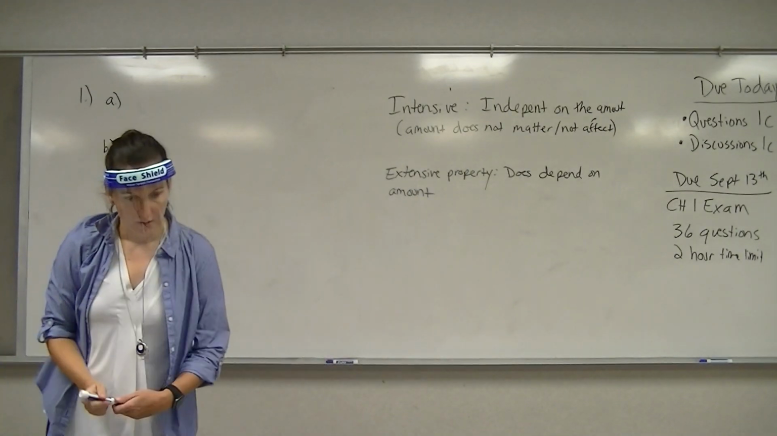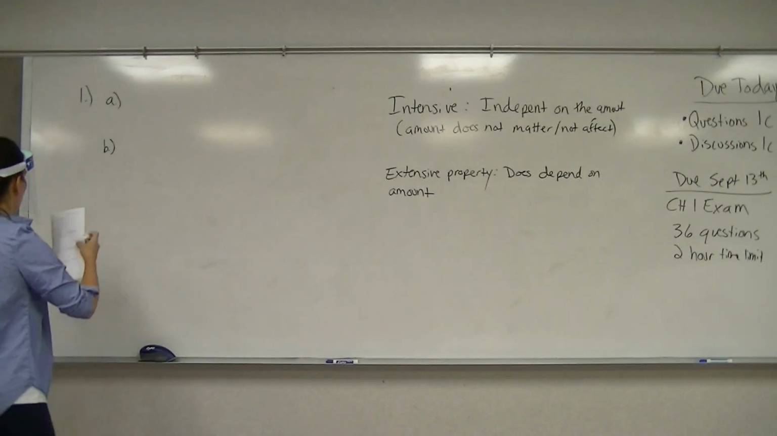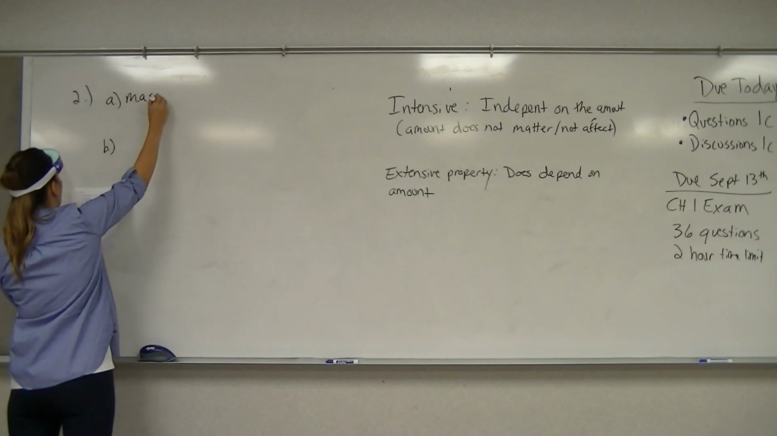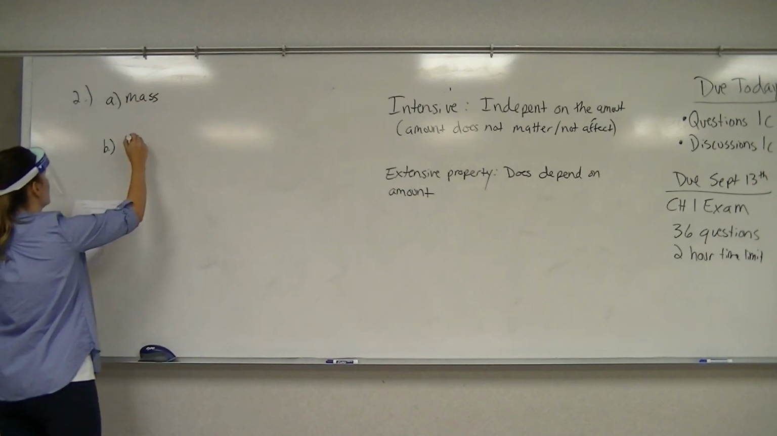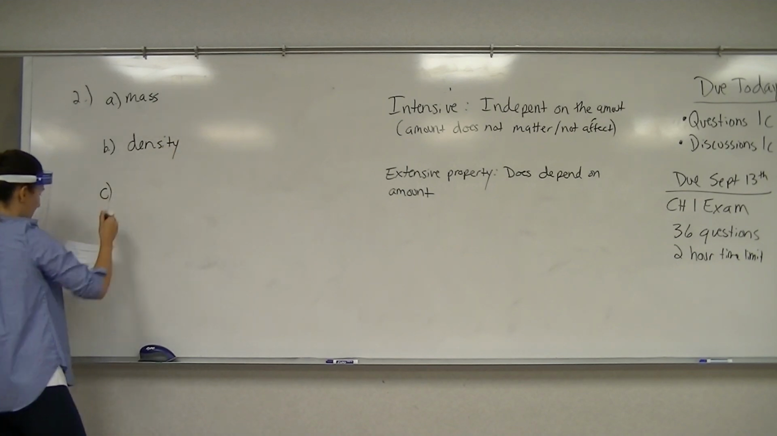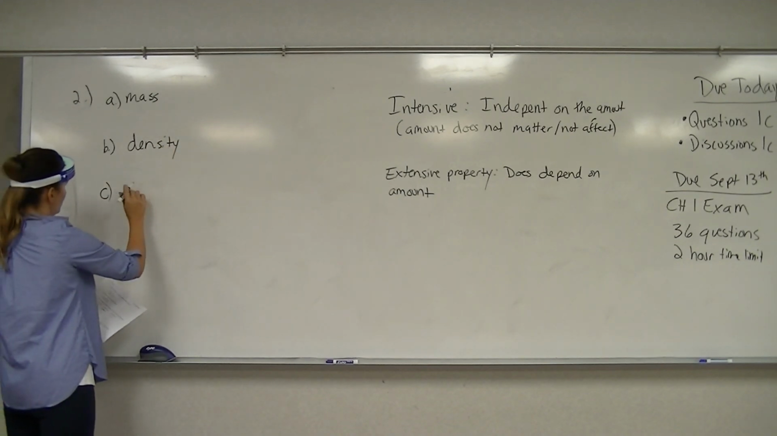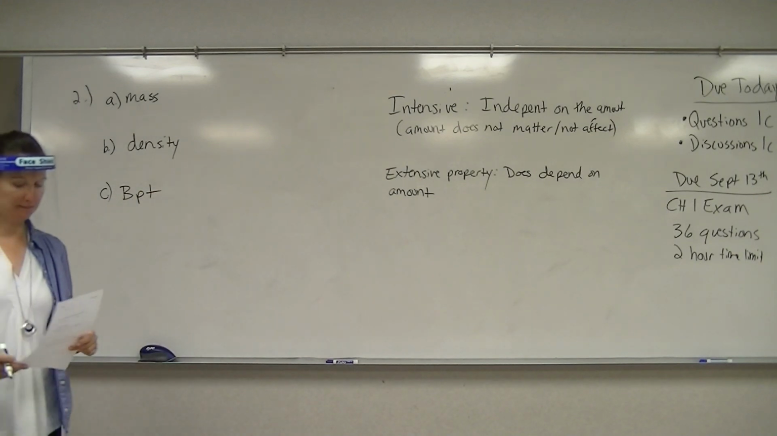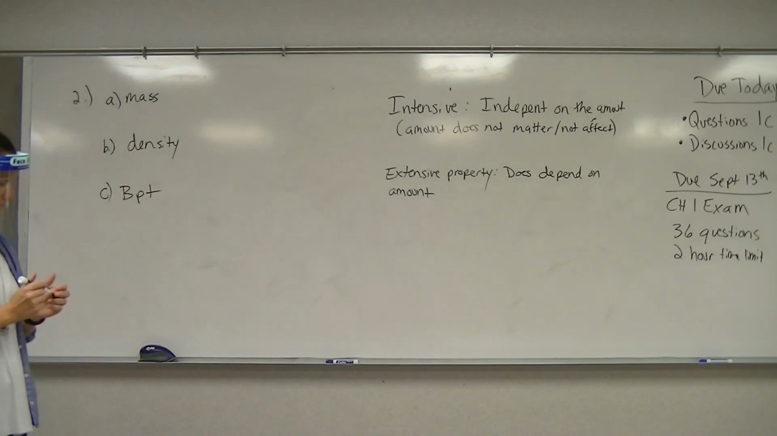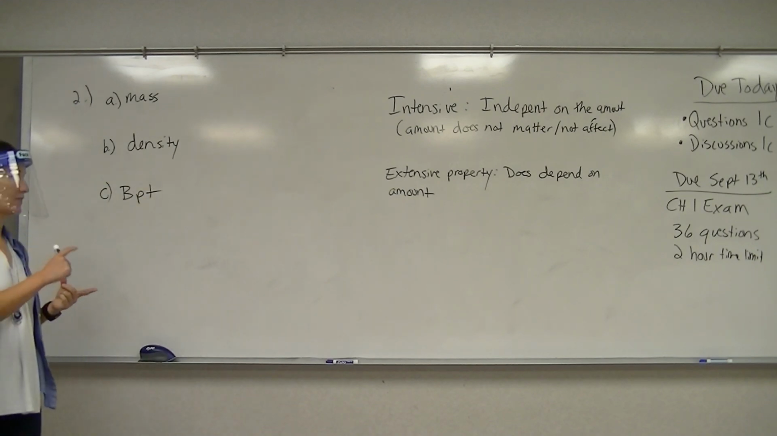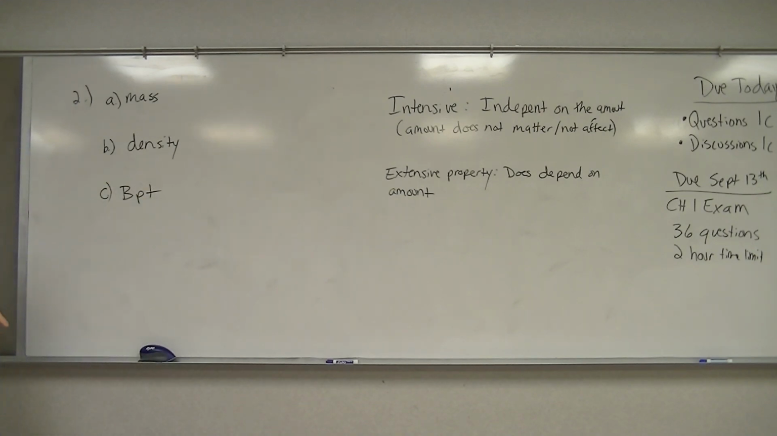So we have number 2 now. Mass of a pencil, mass of anything, density. And I'm just going to add another one that's not on there, let's do boiling point. BPT means boiling point. We're going to take these three properties and identify them as being either an intensive property or an extensive property.